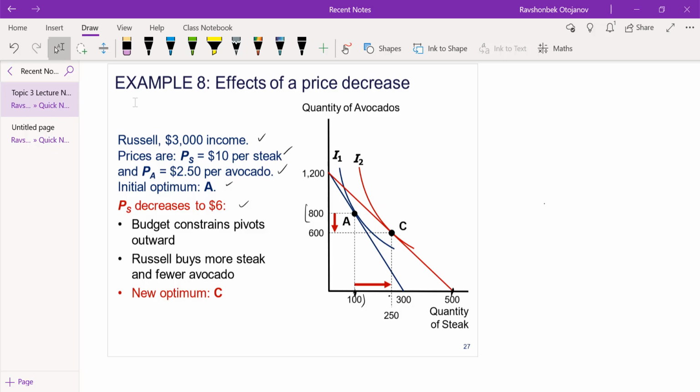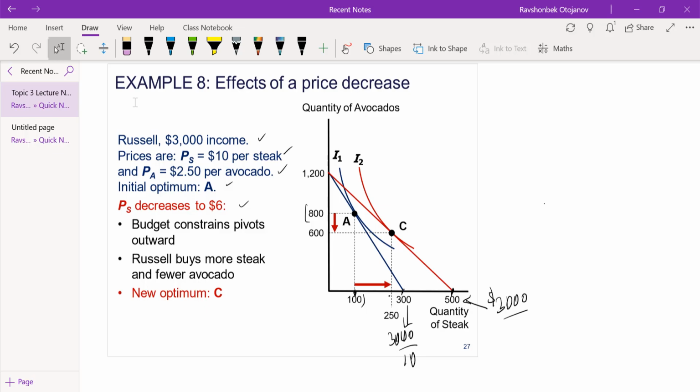So what happens is that when he was spending all his $3,000 at the price of $10 per steak, he could consume at most 300 units. So this is 3,000 over 10. That would give him a 300 unit bundle. Now after the price decrease, he is going to consume more, he's going to enjoy more steaks.